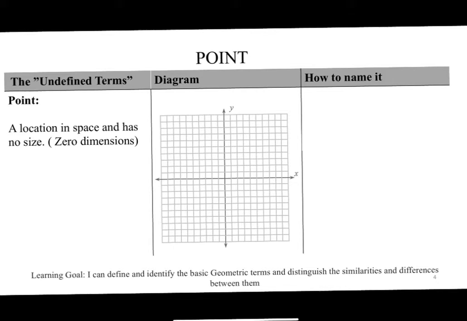As you can see, our first term is a point. Now, under a definition, we have it's a location in space that has no dimension and has no size. This point is the basis of a lot of the other concepts we're going to be seeing, but the way we represent it is just a dot.